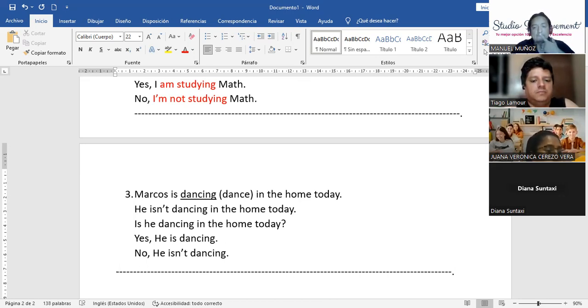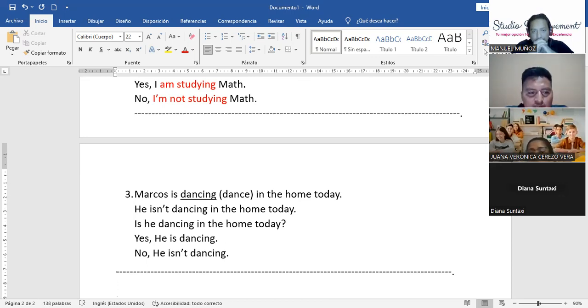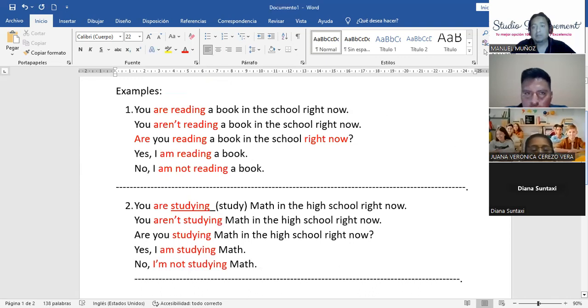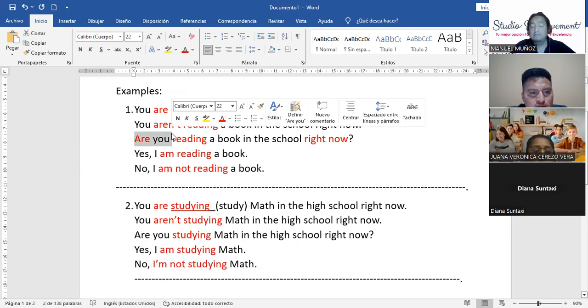Una consulta. Yo me confundí ahorita en este ejemplo porque en la primera oración igual le puso I am. ¿Por qué? Pregúnteme, teacher. Dígame, ¿por qué lo pone ahí? Pregunte, Eduardo. Ok. A ver, Edu, no tienes por qué confundirte.